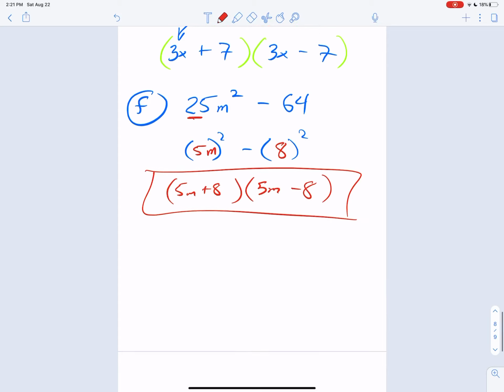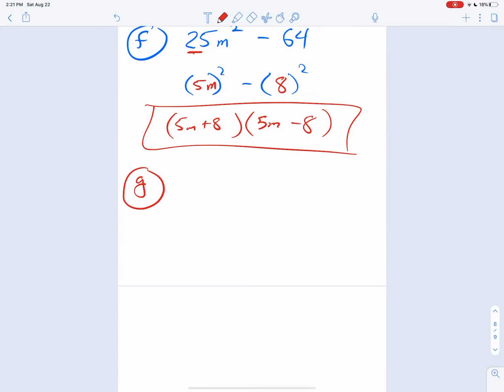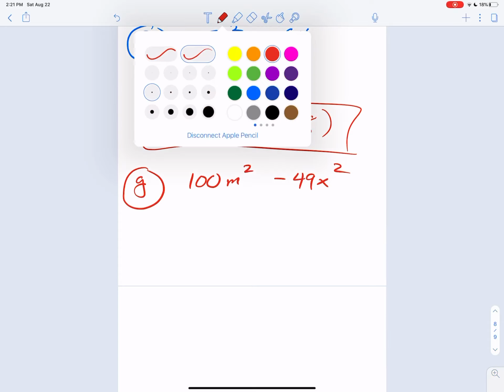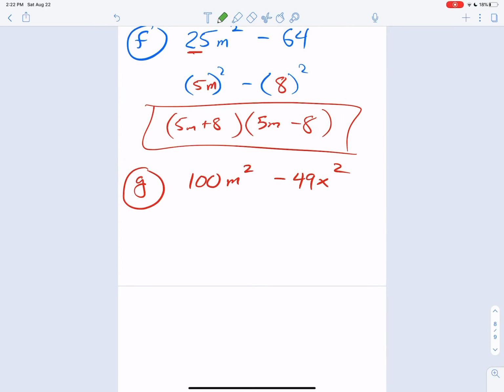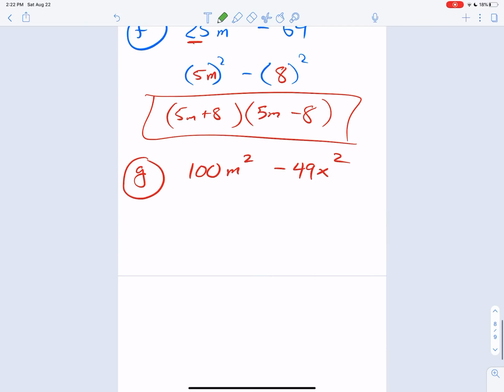All right, here's one more. Super challenging, here we go. 100m squared minus 49x squared. Pause. It's okay if you don't get this one, but really just think about it. You guys know enough to navigate through this problem. So pause and play whenever you're ready.